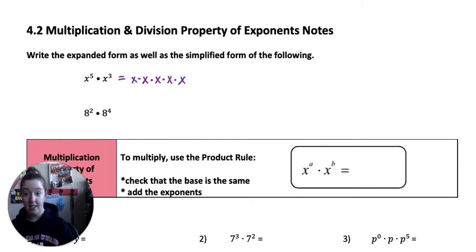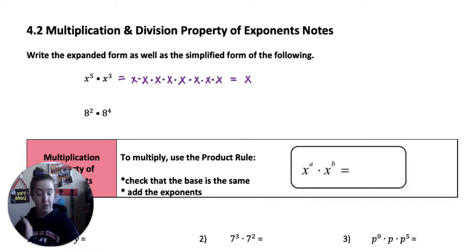And then we have x cubed, so we're going to multiply by itself 3 times. So 1, 2, 3. So then how many times did x get multiplied by itself in all? Well, there was 5 times, and there were 3 times. So altogether that makes 8.